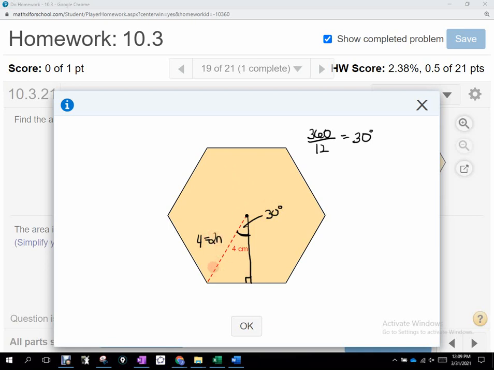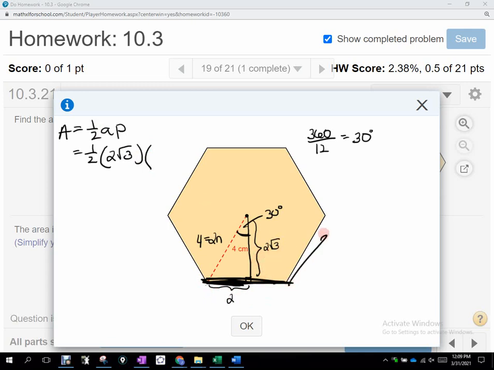That's my 2n side, right? So what would this distance here be? 2. And your apothem is going to be 2 radical 3, right? So I go area is 1/2 A times P. 1/2 my apothem, which is 2 radical 3. And now my perimeter, if this segment is 2, what is this side of the hexagon? 4.